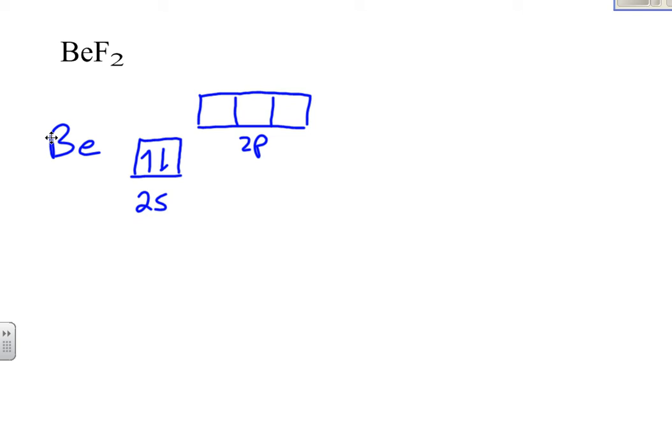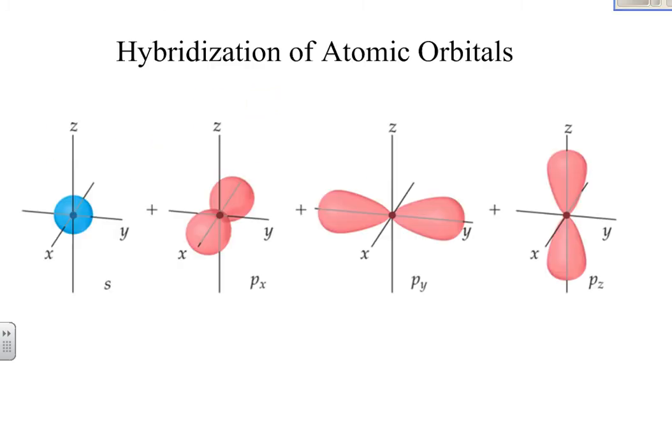Well, the answer to that is basically to hybridize this. This is the hybridization of these atomic orbitals. What do we have to mix together? So basically, hybridization is the mixing of orbitals. So if we think about it, for the beryllium, we have this s orbital, and then we have these 3 p orbitals that we could, in theory, mix together or hybridize, combine together.